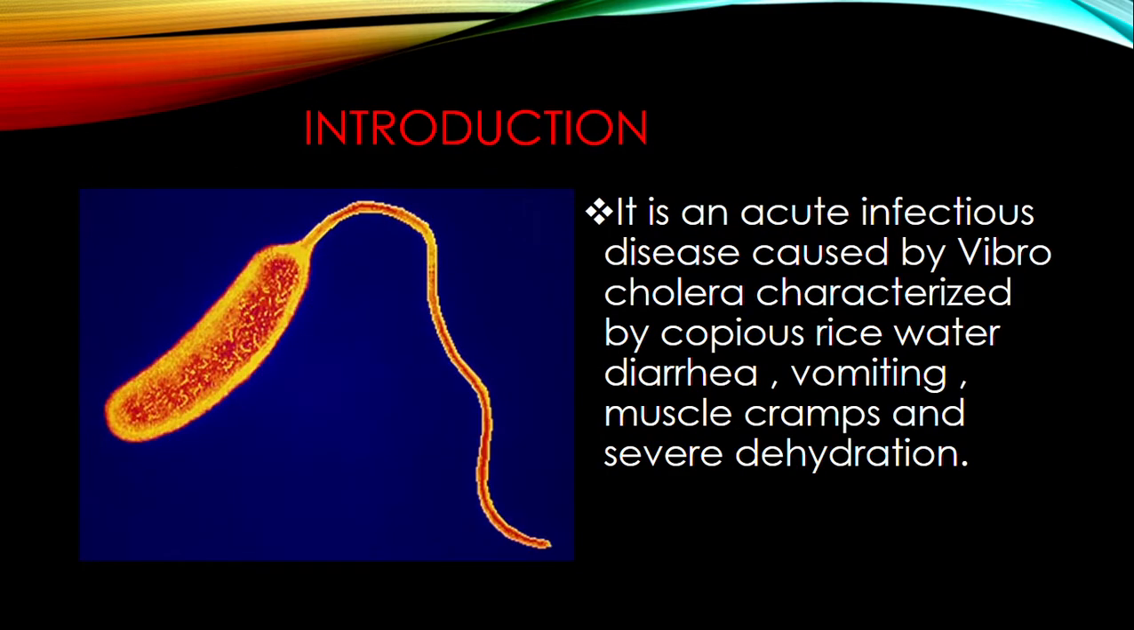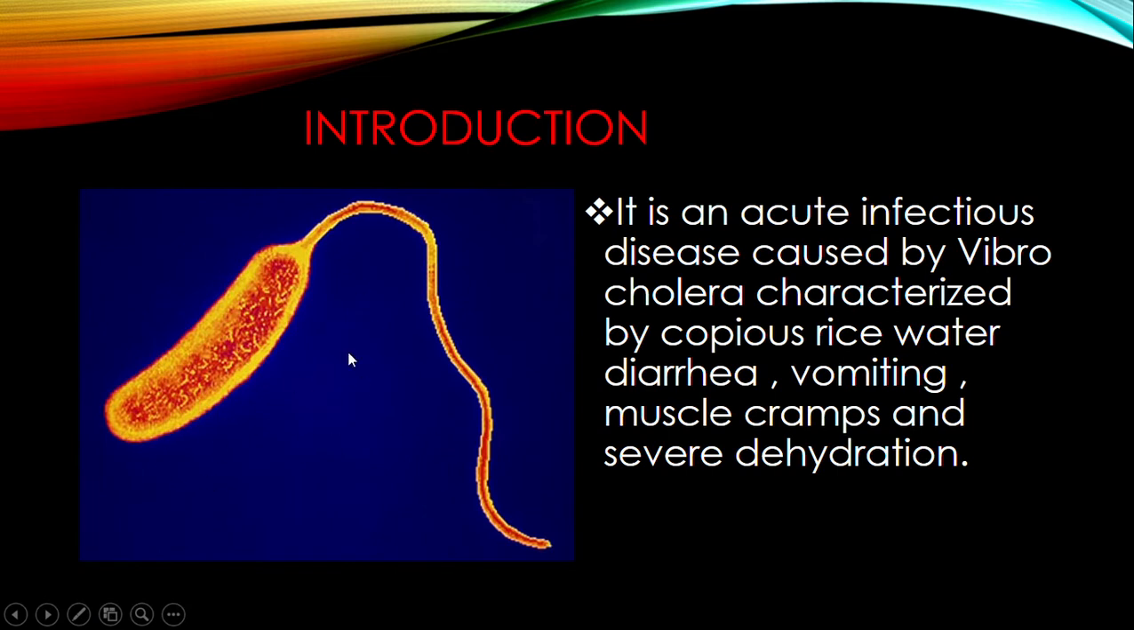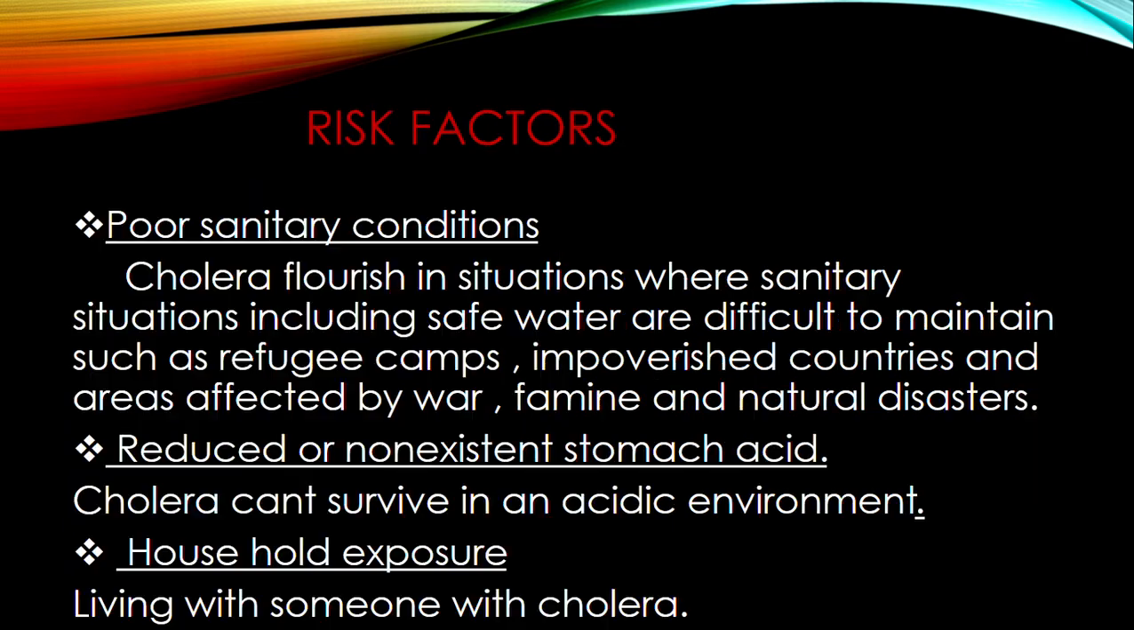So now let's look at the introduction. Cholera is an acute infectious disease caused by Vibrio cholerae. It is characterized by copious watery diarrhea, vomiting, muscle cramps, and severe dehydration. This picture shows the bacteria. This is how it looks. It is rod-like in structure, and it has a flagellum which helps it to propel itself along the GIT, the intestines to be particular.